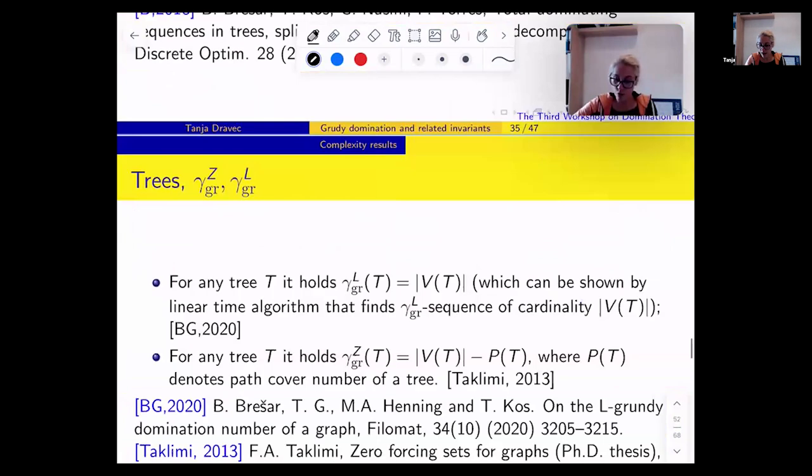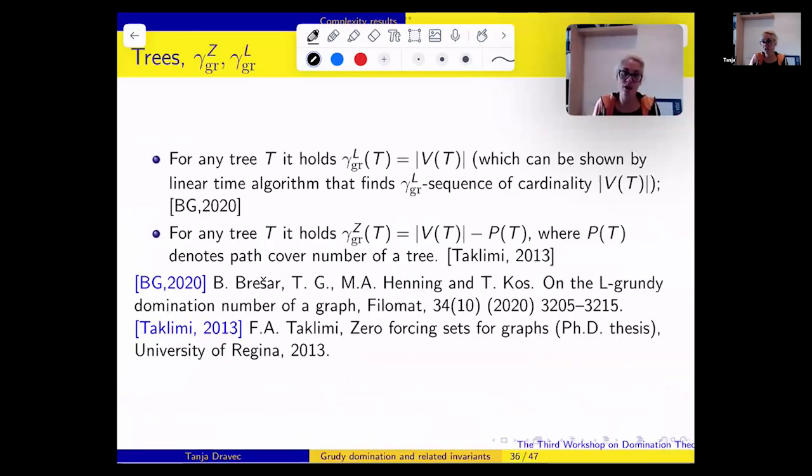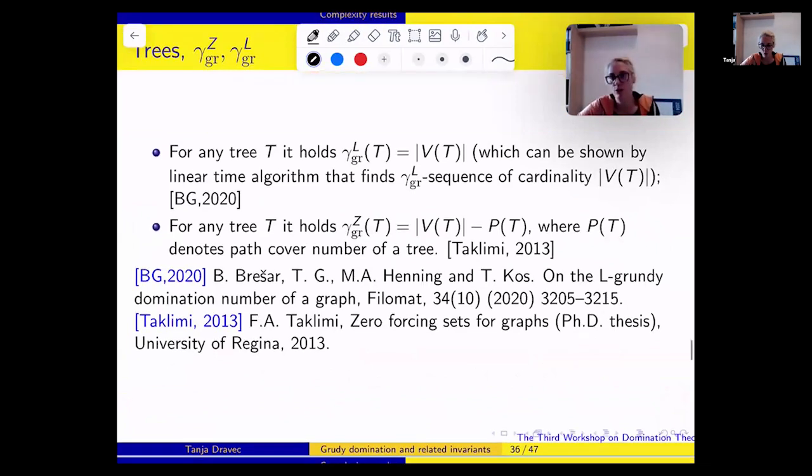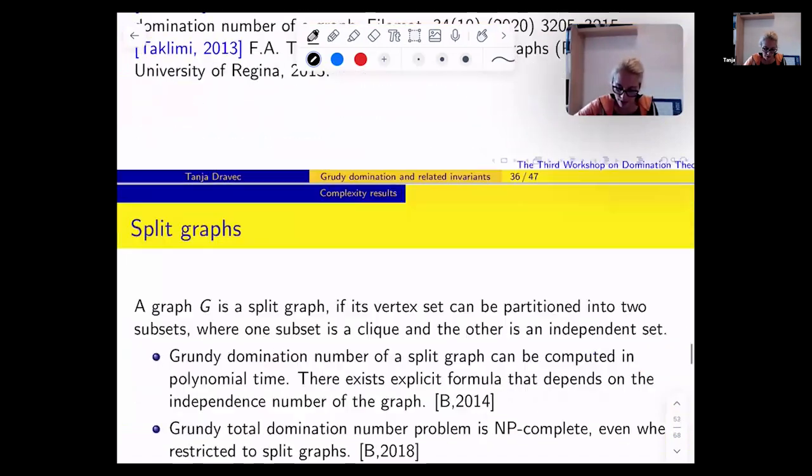And also for the L-Grundy domination number, it is known that L-Grundy domination number of a tree equals the order of the tree. And for the Z-Grundy domination number of a tree, it is known that it is order minus path cover number of a tree. Okay, so somehow these problems are easy in trees.